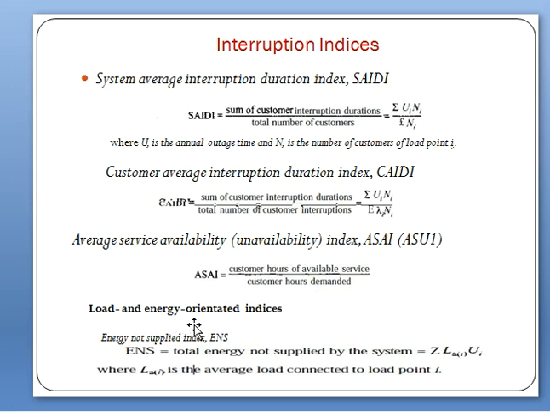Last are the load and energy oriented indices. The energy not supplied index is called ENS. ENS is the total energy not supplied by the system, where LAI is the average load connected to load point i. The average energy not supplied is calculated by the total energy not supplied divided by the total number of customers served.